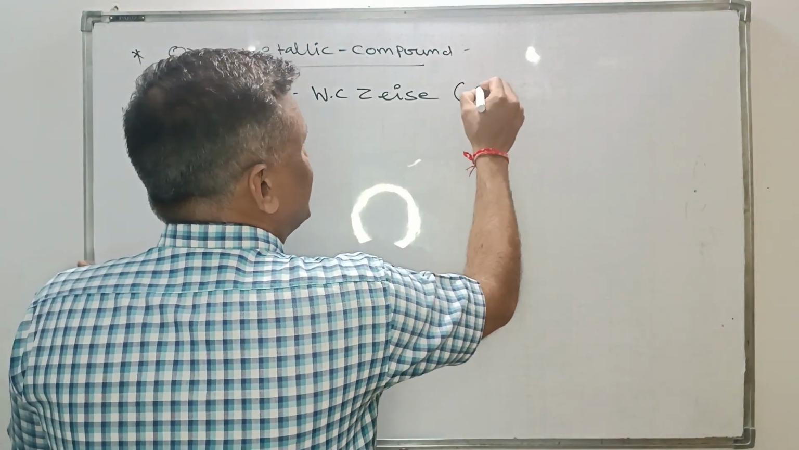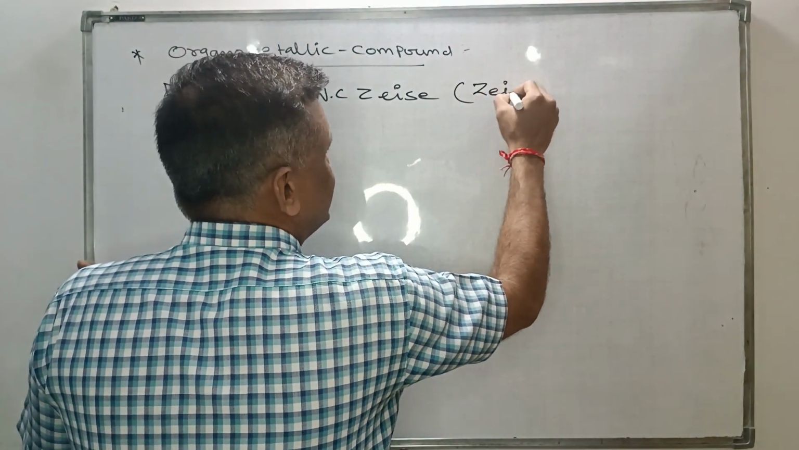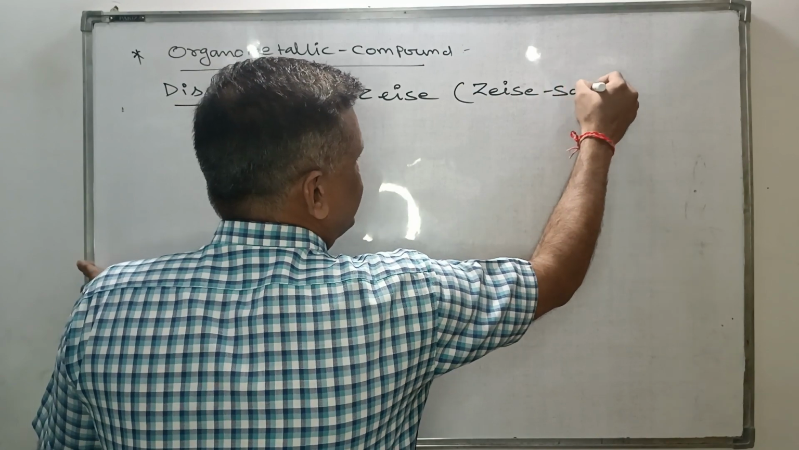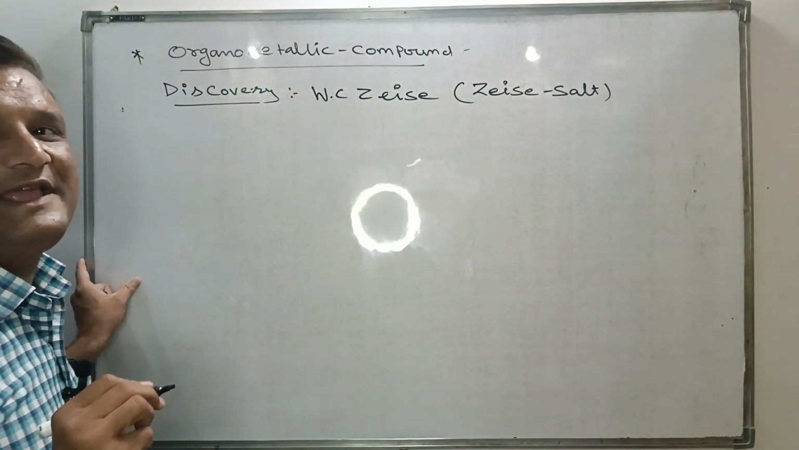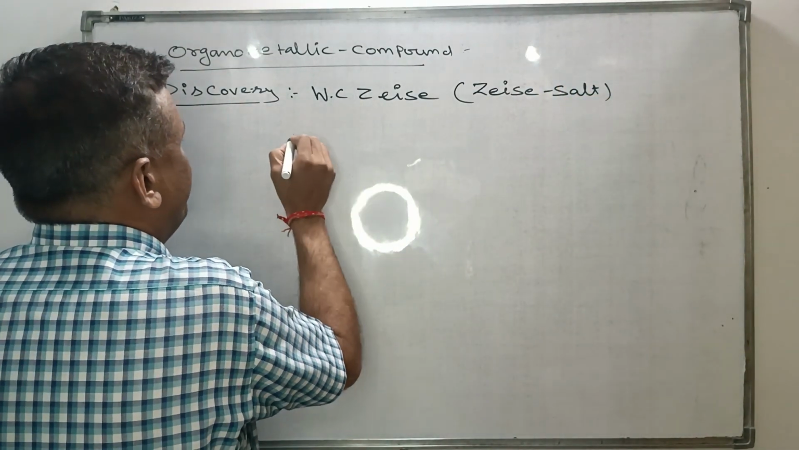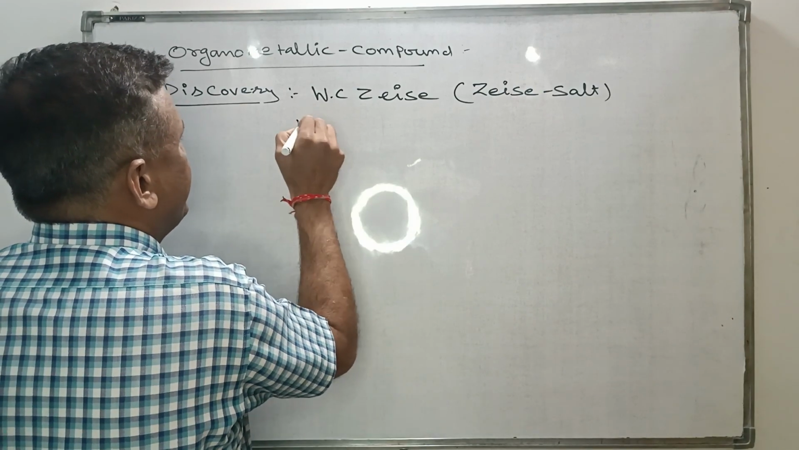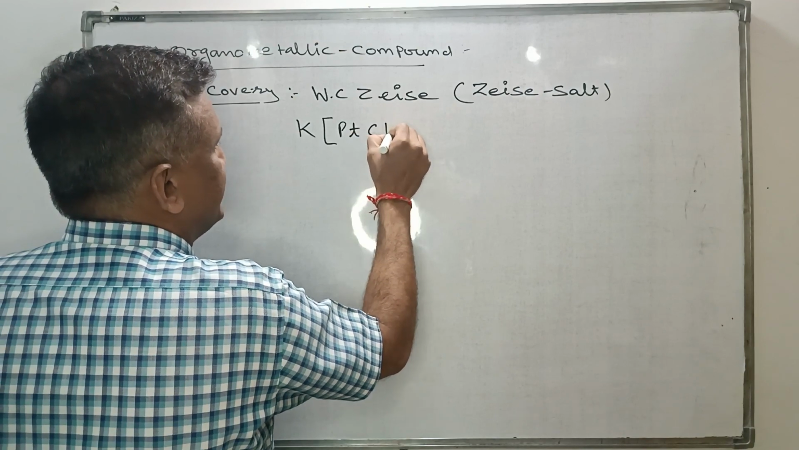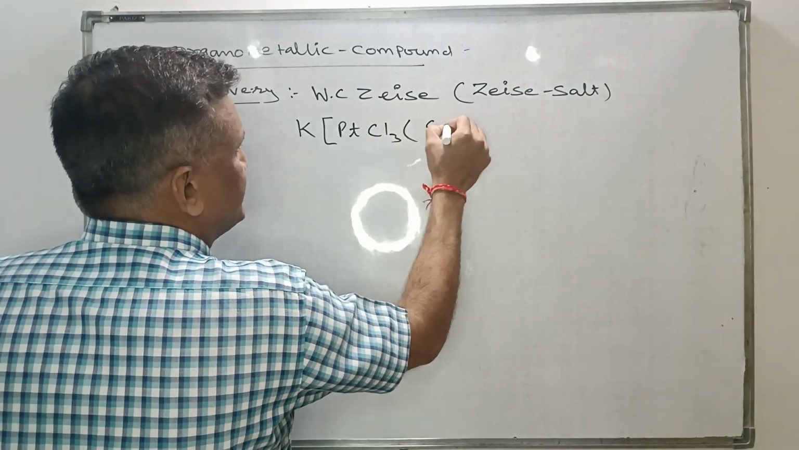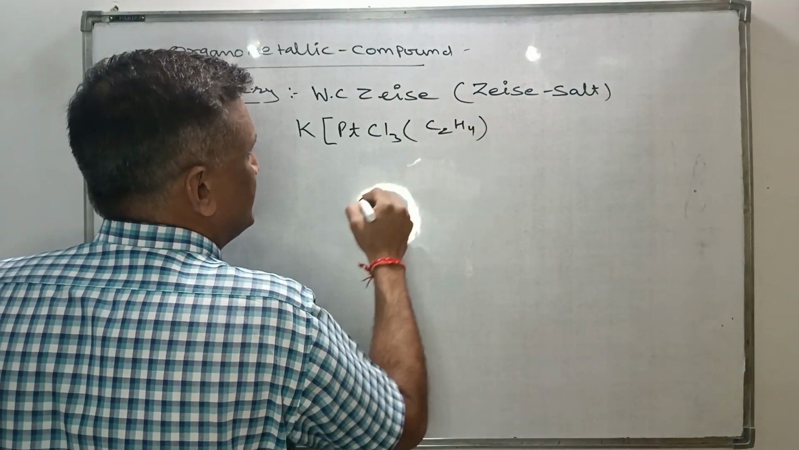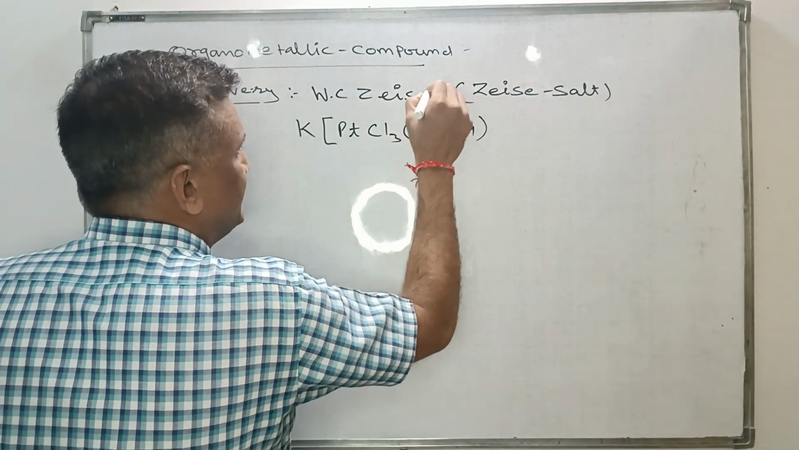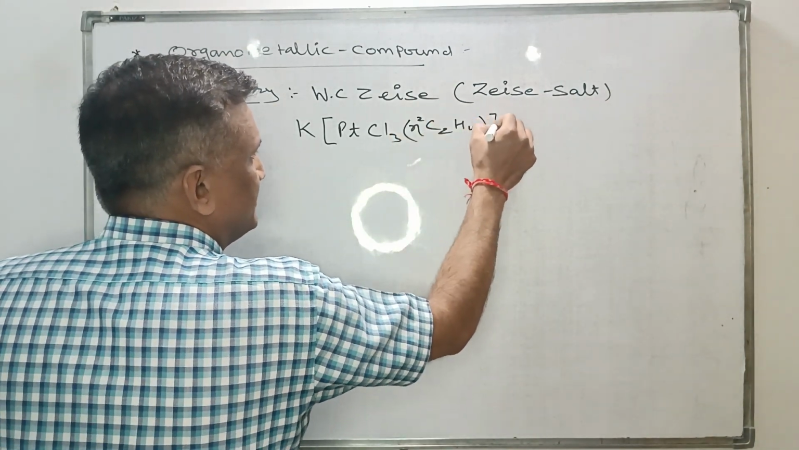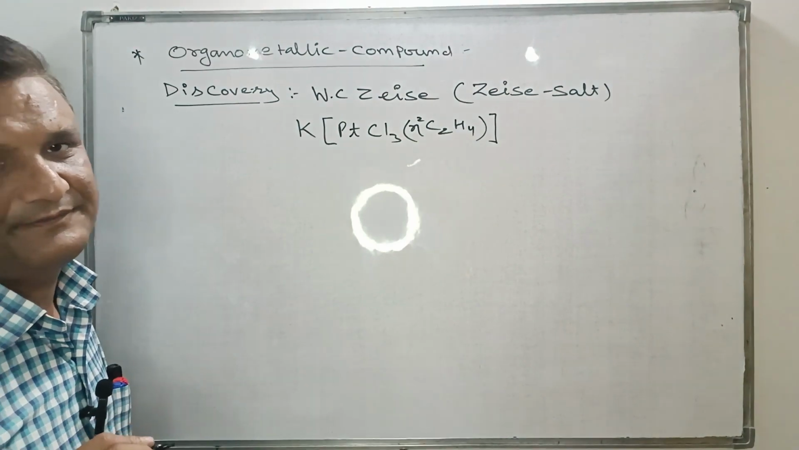He also proposed a salt that is called as Zeise salt. Zeise salt. The structure of the compound is K[PtCl3(C2H4)], and this is your eta 2. This is the Zeise salt.